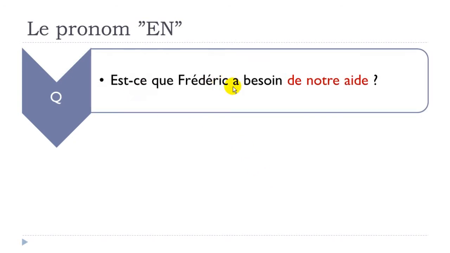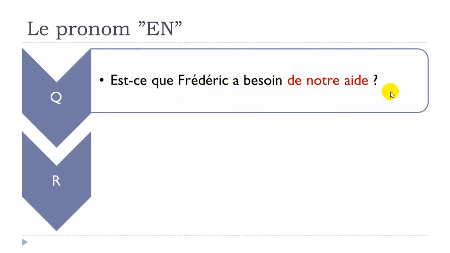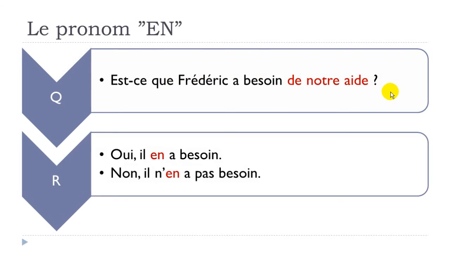Est-ce que Frédéric a besoin de notre aide? Okay, avoir besoin, it's to need. Okay, notre aide, our help. Est-ce que Frédéric a besoin de notre aide? Same thing here. We don't want to repeat de notre aide. So, oui, il en a besoin. Non, il n'en a pas besoin.